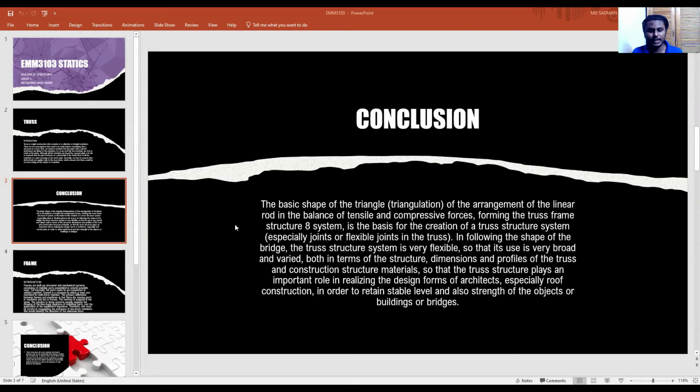In following the shape of the bridge, the truss structure system is very flexible so that its use is very broad and varied both in terms of structure, dimensions, and profiles of the truss and construction materials, so that the truss structure plays an important role in realizing the design forms of architects, especially roof construction, in order to reach a stable level and also strength of the objects or buildings or bridges.